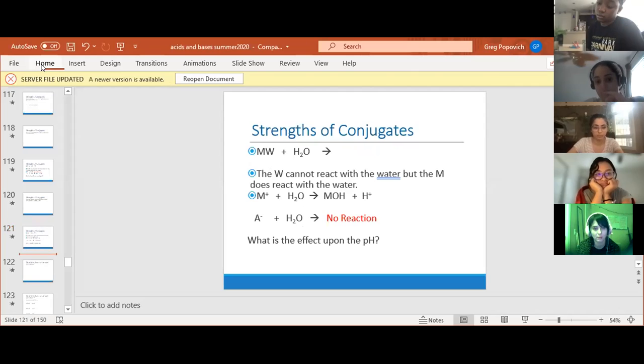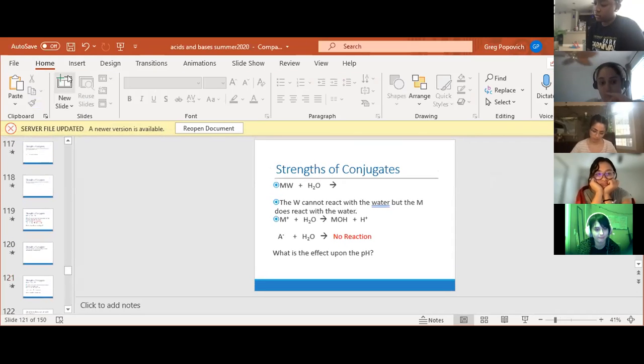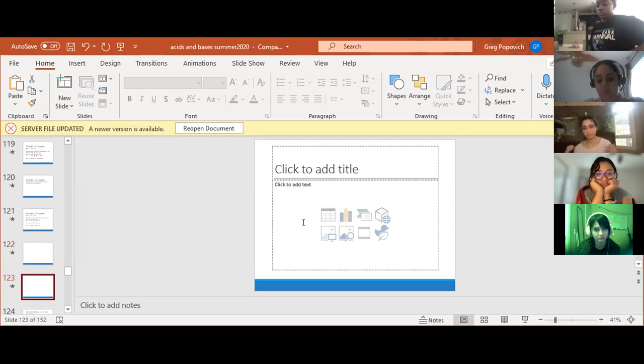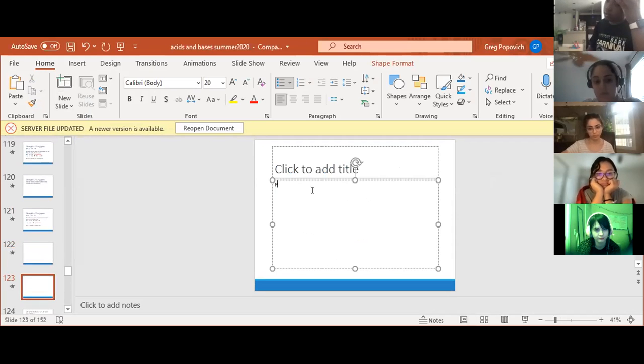What happens if I have a weak acid and a weak base? What would you expect that pH to be? My acid isn't generating H plus, and my base isn't generating OH minus. What would you expect the pH to be? Is it 7? They cancel each other out. It should be about 7.